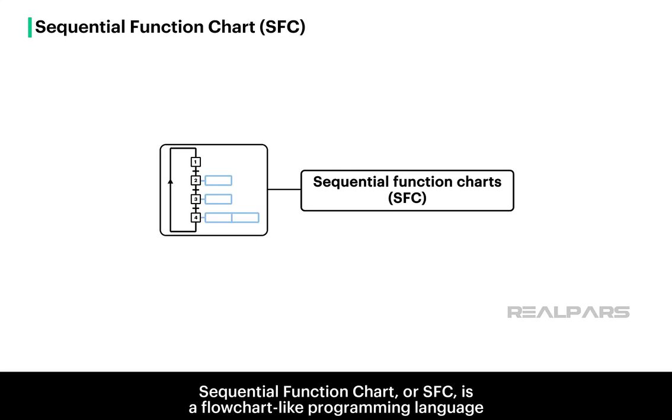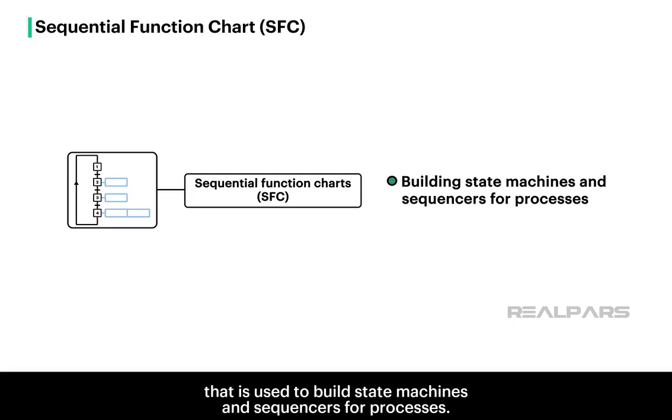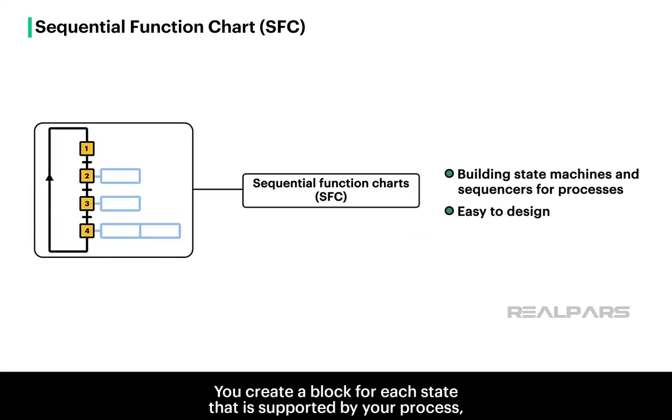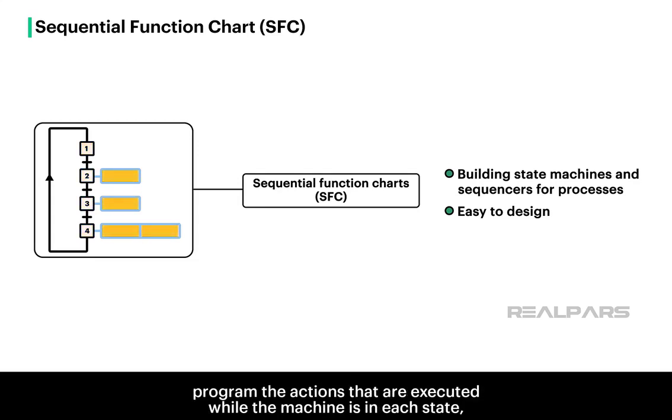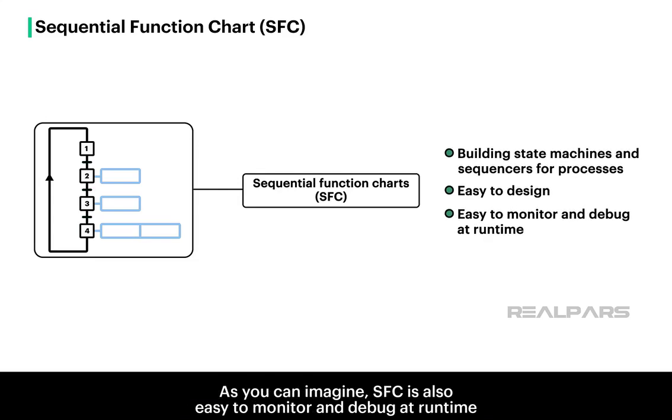Sequential Function Chart, or SFC, is a flowchart-like programming language that is used to build state machines and sequencers for processes. SFC is an incredibly easy language to design in. You create a block for each state that is supported by your process, program the actions that are executed while the machine is in each state, and the conditions that are required to transition from one state to another. As you can imagine, SFC is also easy to monitor and debug at runtime, since you can see exactly what state is active and what conditions must be true to transition to the next state.